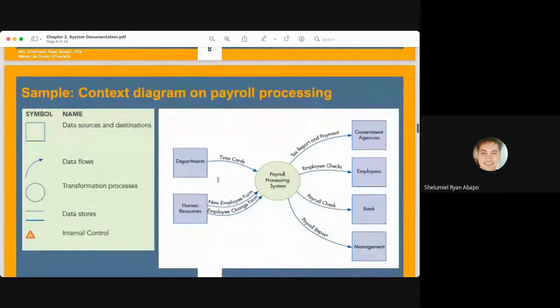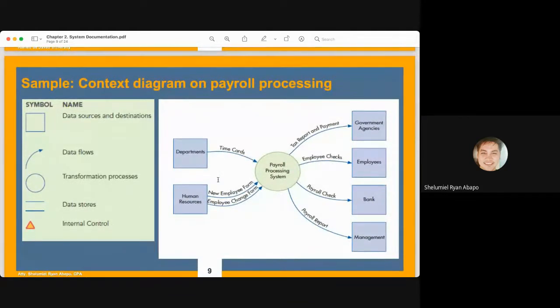Now, another data flow diagram, if you will see there, is for payroll processing. And if you'll notice, there are two sources of data, which will be the department pertaining to manufacturing, because manufacturing will have the hold or control of the time cards, which is basically the hours spent by the employees in the manufacturing department. And then the human resources will forward now the employee form and charge form that will include now all the attendance of other employees, and it will be processed.